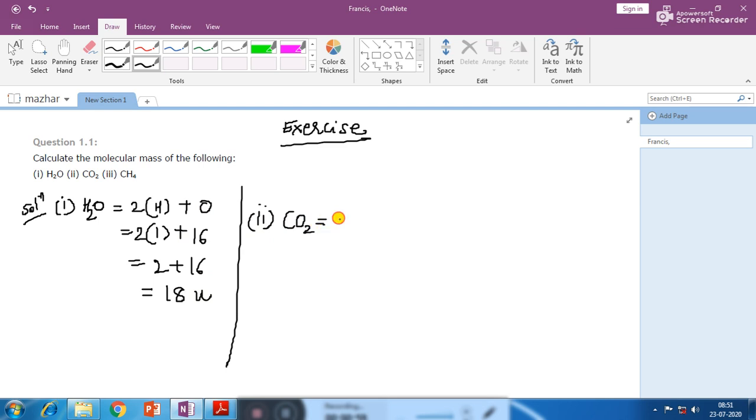Carbon dioxide, so we have 1 carbon plus 2 oxygen. Now for carbon, the atomic mass is 12 plus 2 times the atomic mass of oxygen, which is 16. So that is equal to 12 plus 32. So that is equal to 44 U.